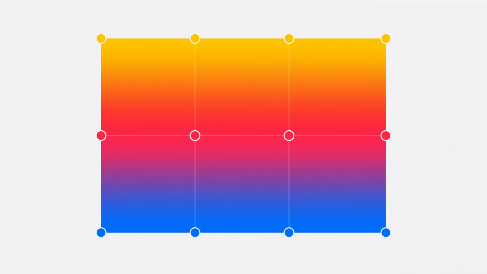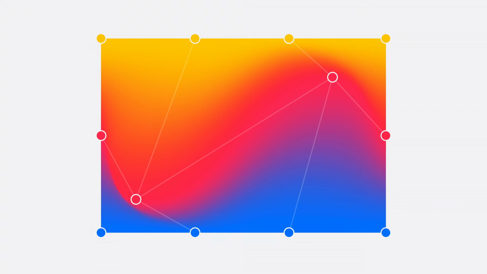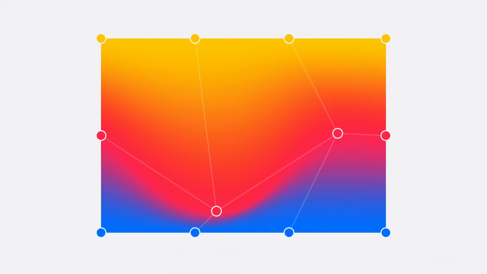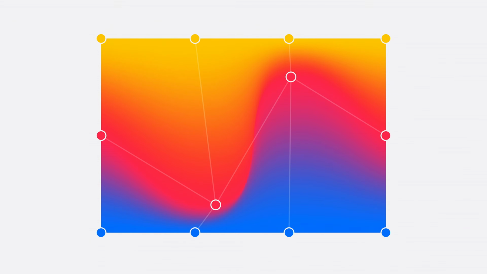Mesh gradients are made from a grid of points. Each of these points has a color associated with it. SwiftUI interpolates between these colors on the grid to create a color fill. These points can be moved to create beautiful color effects. The colors blend together smoothly, and points that are closer together have a sharper color transition.